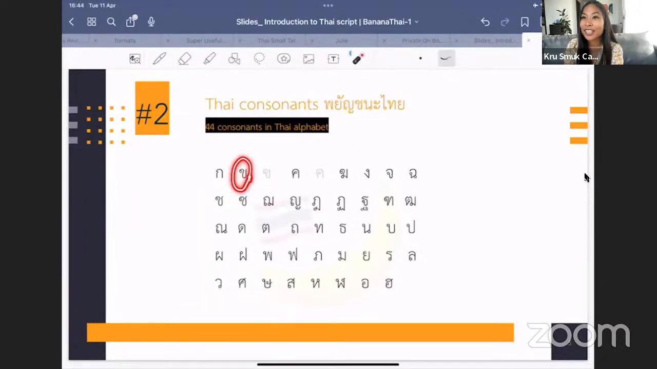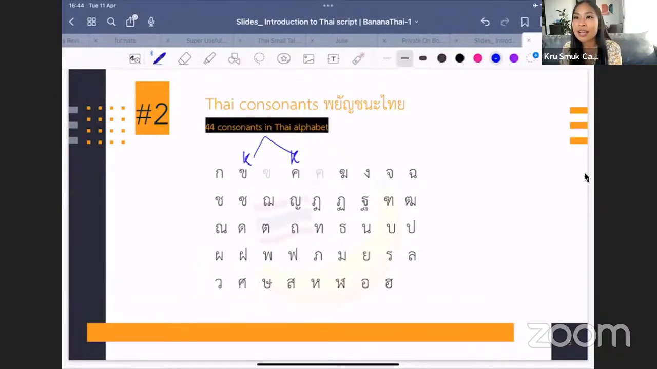ขอไข่ ขอไข่ has the sound k, right? And this one is คอควาย, which has the sound k as well. Okay, so same sound. So as you can see, we don't really have 44 consonant sounds. We only have the form, or the letter of it.